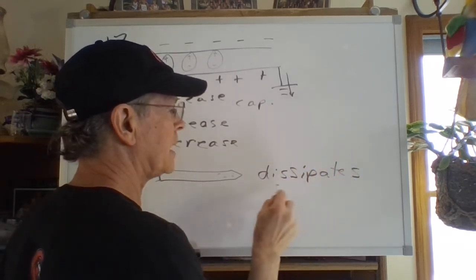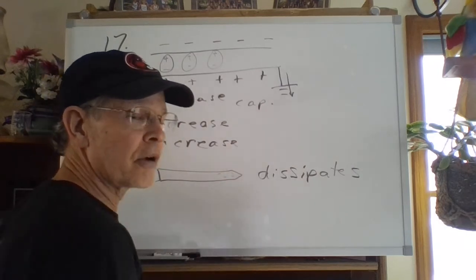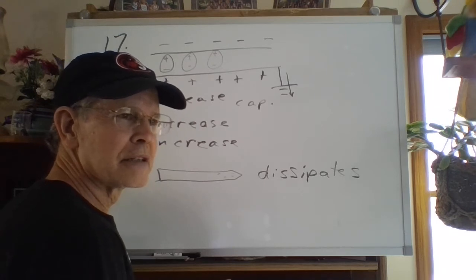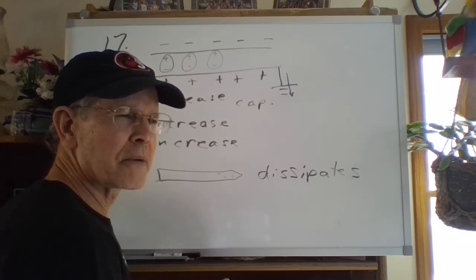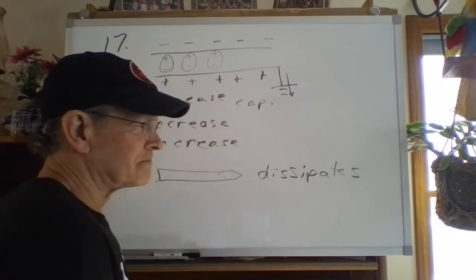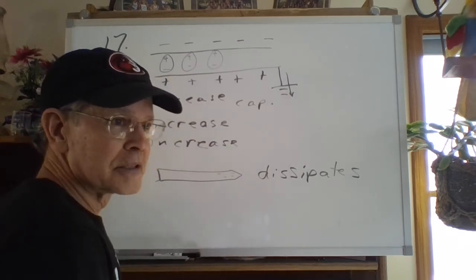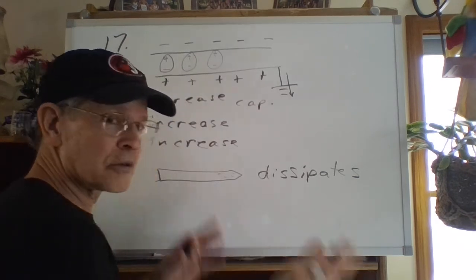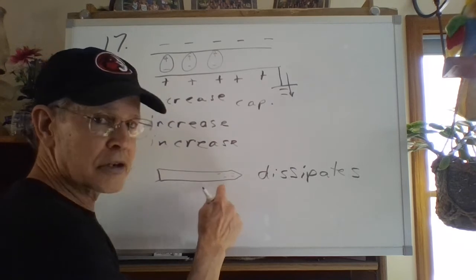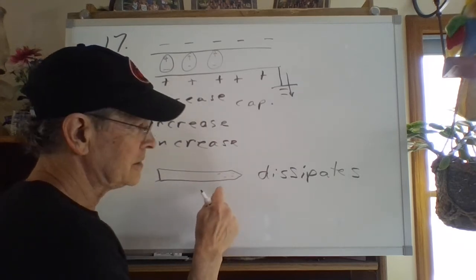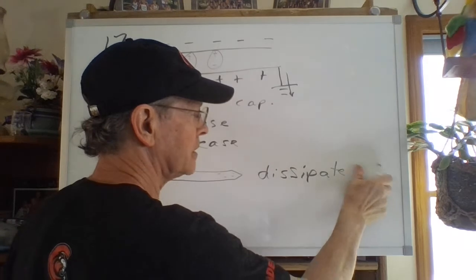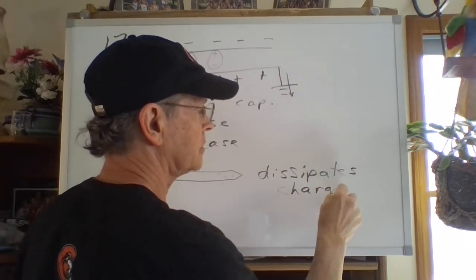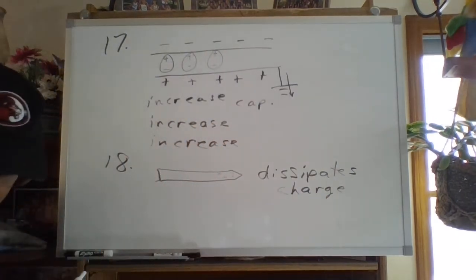The charge all crowds together on the point and they push each other off. That's like imagining a bunch of kids horsing around on, I don't know, a hilltop kind of a point, and playing King of the Hill, and they'll push each other off because it gets too crowded. Charge crowds each other, it repels, and it'll dissipate. Here, I'll say dissipates charge. Dissipates charge. And number 19.